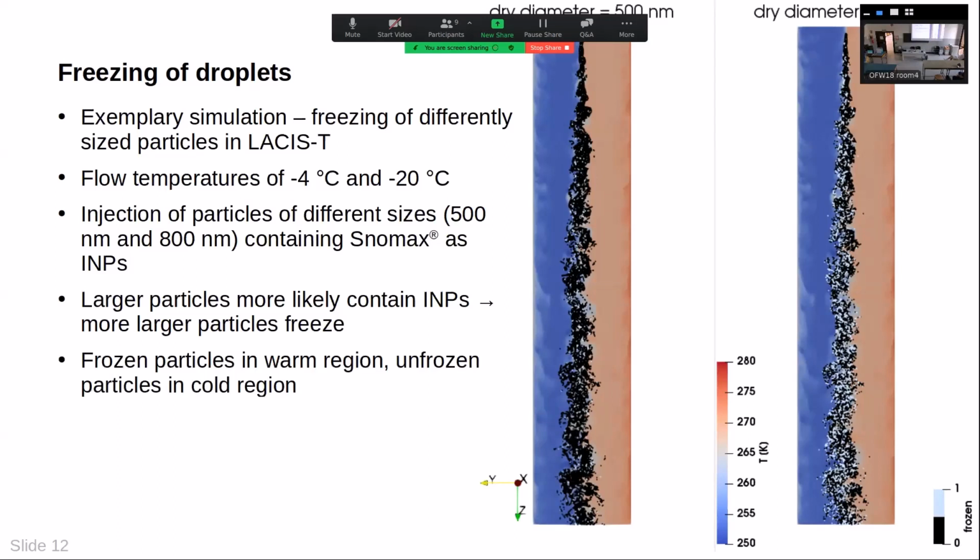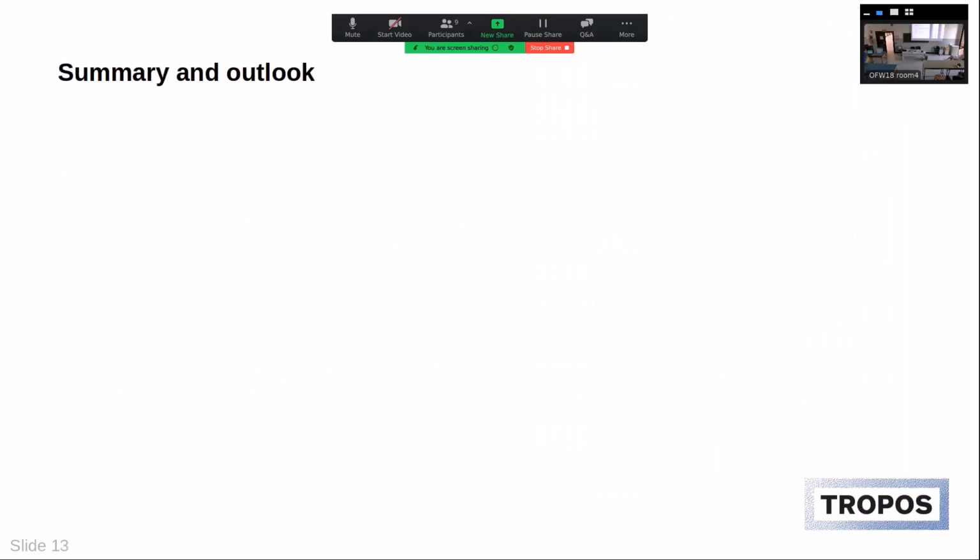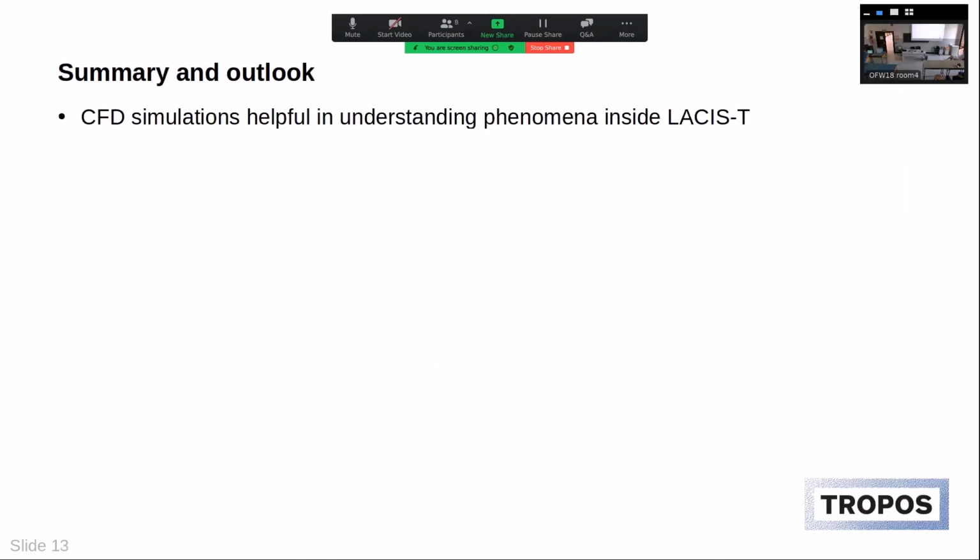And what we can also see is that we have frozen particles in warm regions and unfrozen particles in strong turbulent mixing. With this, I want to end with a summary and an outlook.